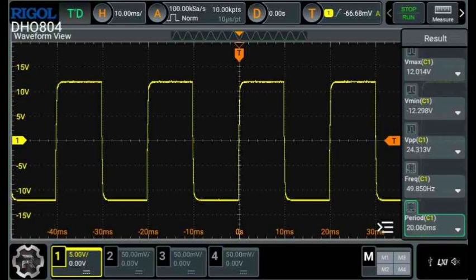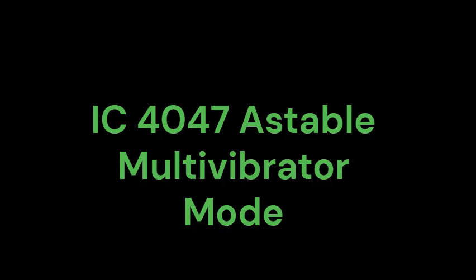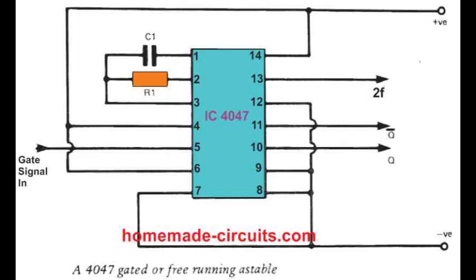Let us start with the Astable mode. In an IC4047 Astable circuit, the output keeps switching between high and low continuously. Because it is always oscillating, we call it an Astable multivibrator. The frequency of this on and off switching depends on the resistor and capacitor connected to the timing pins 1 and 2. By changing the R1C1 values, you can adjust the oscillation frequency very easily.